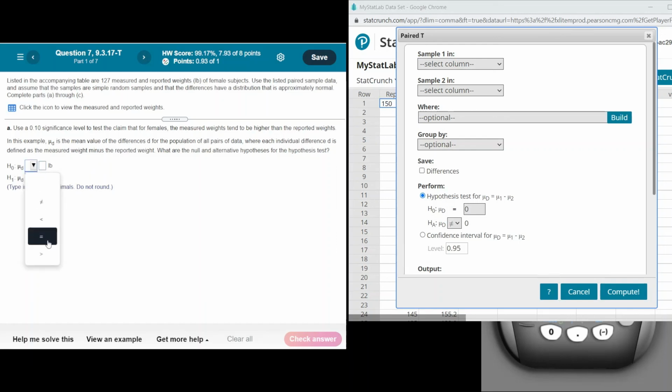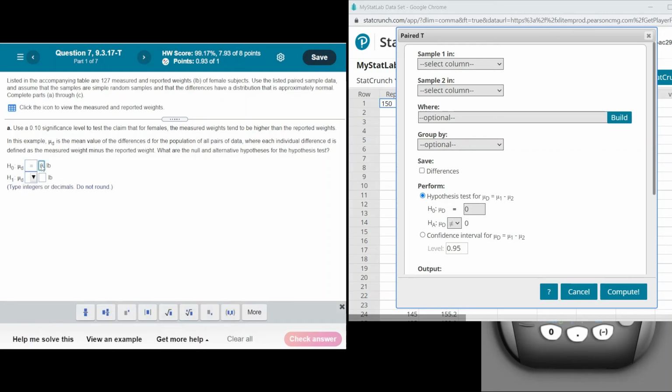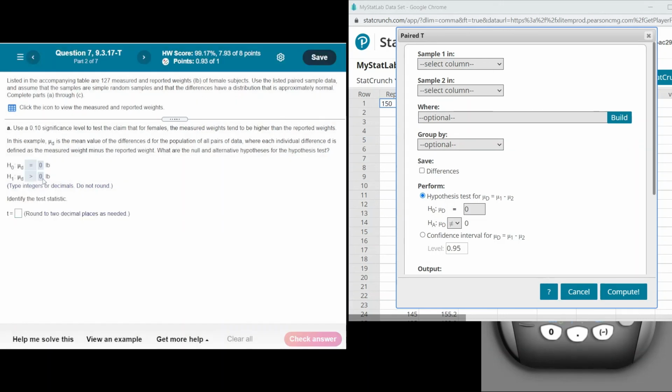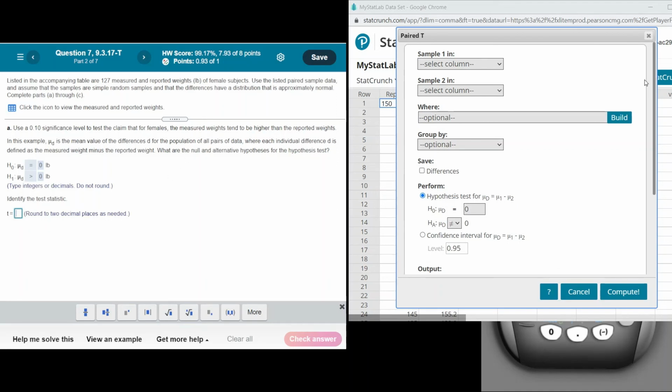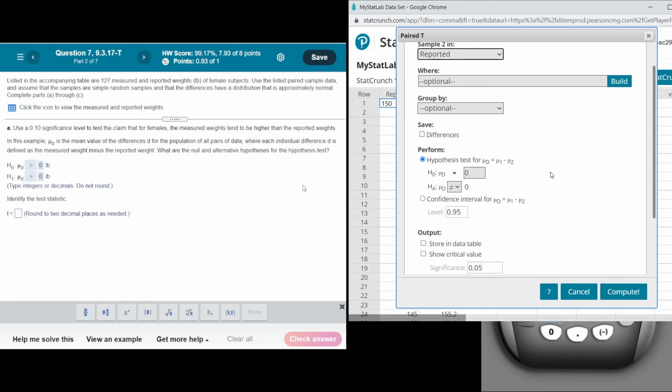Okay, so this is gonna be an equal sign with a 0. Once again, please exit the video if you don't want to see this side of me. Higher, right? So they say higher, so I'm just gonna choose greater than. Test statistic. Our test statistic is going to be whatever StatCrunch gives us. So what was it defined as? Measured weight minus reported. So measured minus reported.